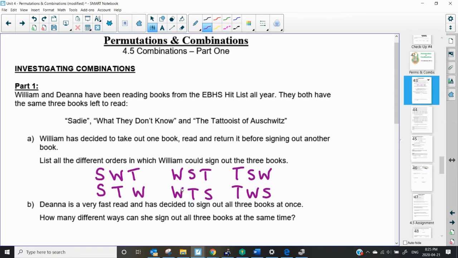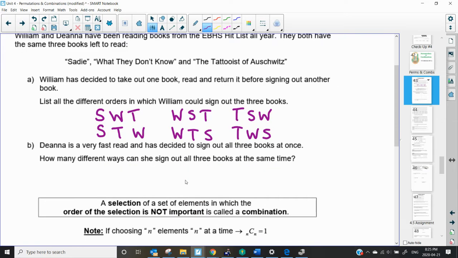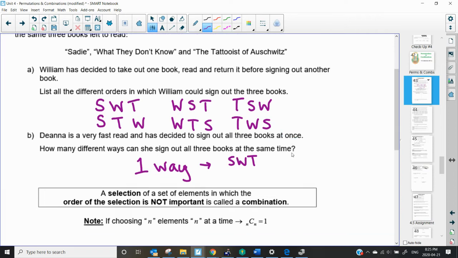Now, if we look at Deanna, Deanna's going in and she's signing out all 3 books at once. She's a really quick reader, and so she's just going to take them all at the same time. So how many different ways can she sign out those 3 books? And the answer is just one way. Because she's taking out all the books at once, order doesn't matter. And so it doesn't matter whether she takes them as SWT or STW or whatever, she still has those 3 books as her group. So there's only one way that she can sign those out.